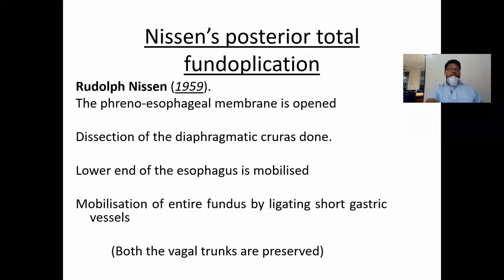So Nissen's fundoplication was first described by Rudolf Nissen in 1959. Here the phrenoesophageal membrane is opened, dissection of the diaphragmatic crus is done, and the lower end of the esophagus is mobilized. It is well mobilized so that it comes back into the abdominal cavity.